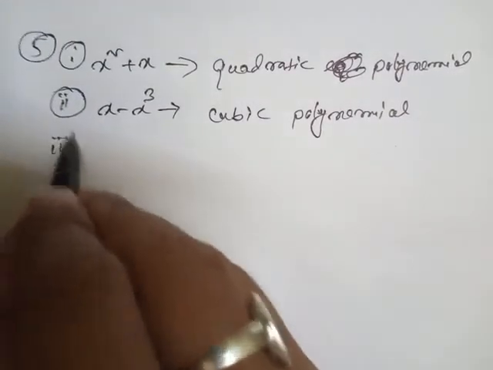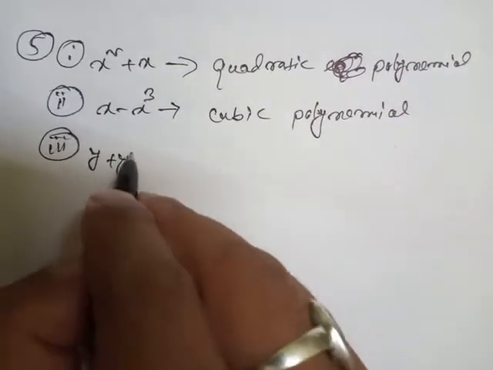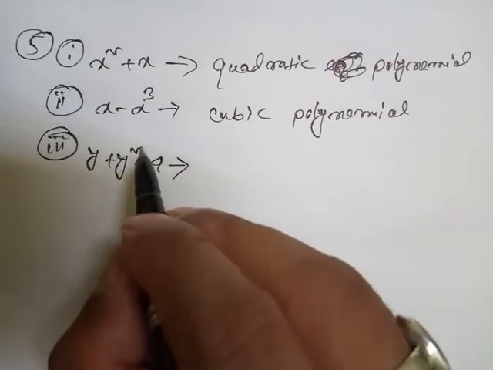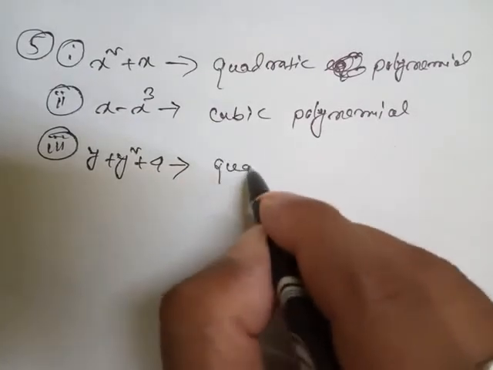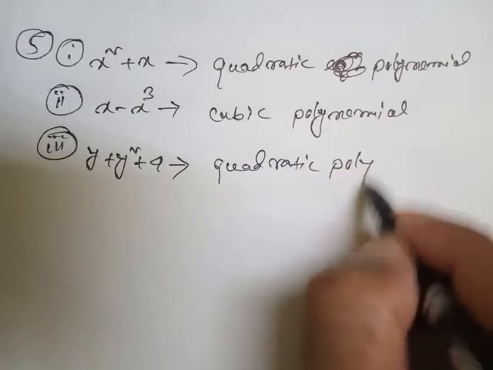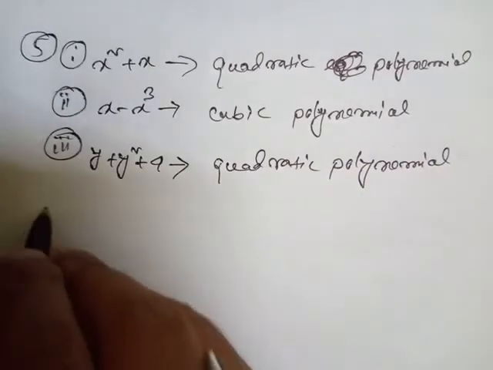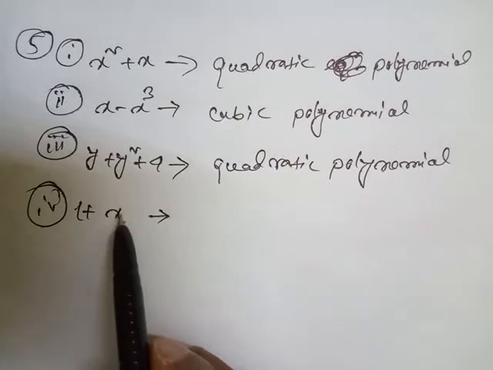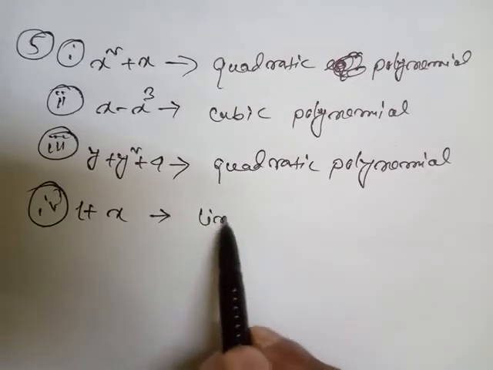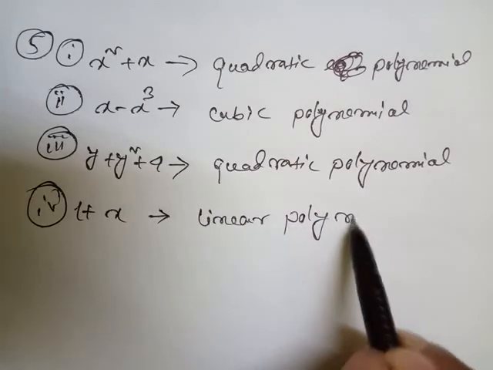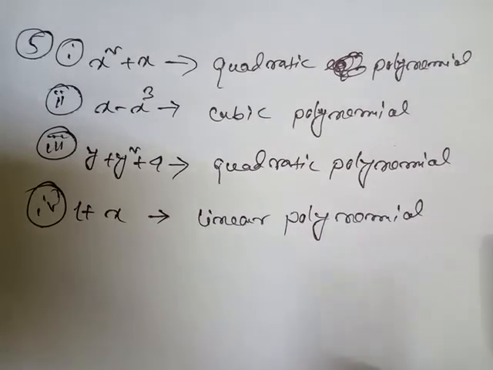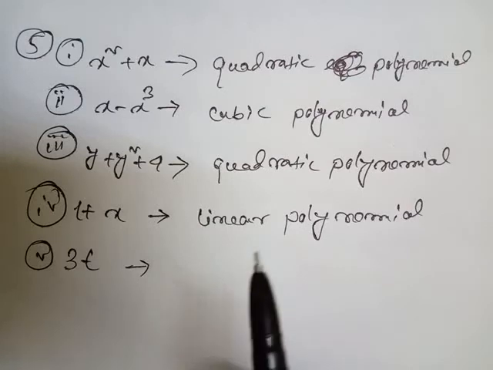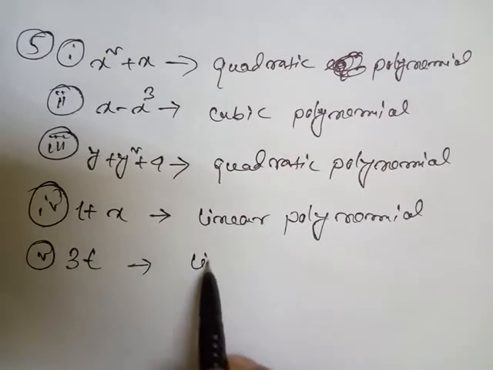Now next one, Roman 3. Roman 3 is y plus y square plus 4. Then again the exponential power of y is 2. So again we can say that it's a quadratic polynomial. So we'll write here that quadratic polynomial. Now Roman 4 is 1 plus x. So look here, the exponential power of x is only 1. 1 means linear, so we'll write here that linear polynomial. Now next one, Roman 5 is 3t. Power is only 1 here, so we write here that it is also a linear polynomial.